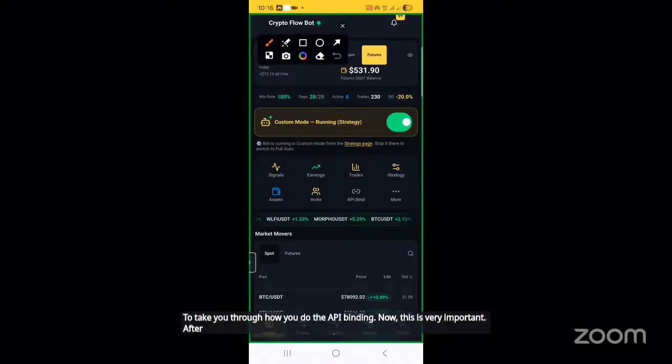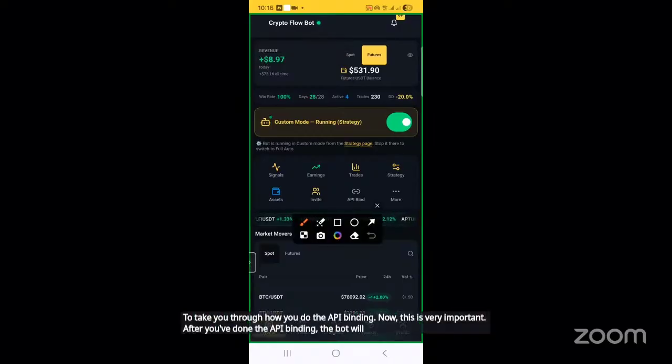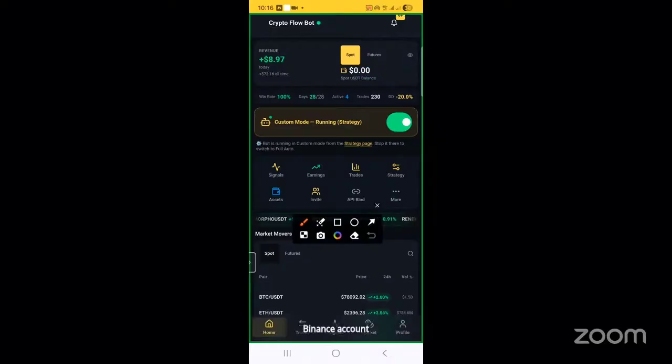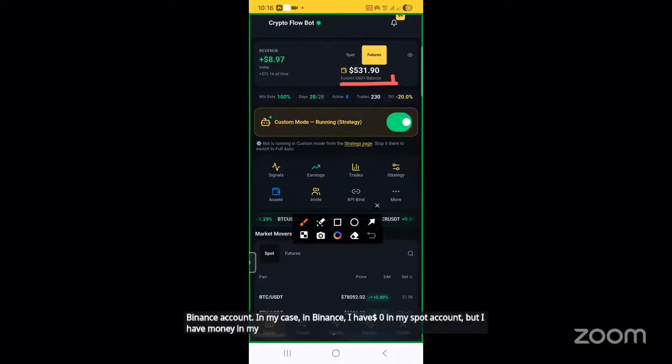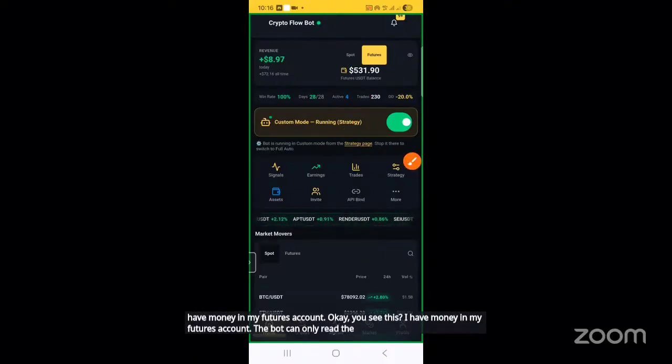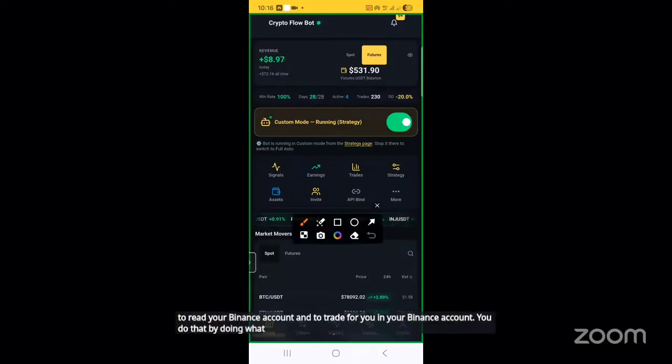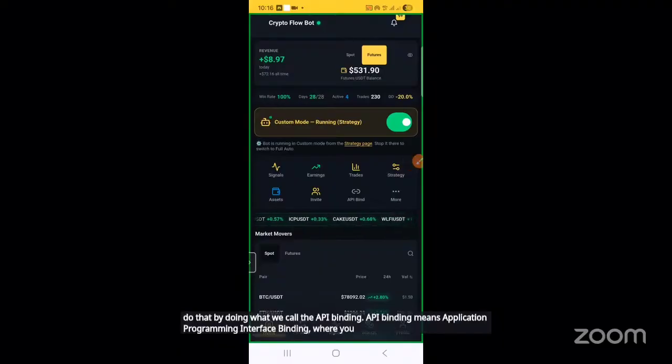After you've done the API binding, the bot will be able to read your Binance balance in your futures account. And if we turn on spot, it will be able to read your spot balance in your Binance account. In my case, in Binance, I have $0 in my spot account, but I have money in my futures account. The bot can only read the balances in your Binance account if you have given it access to read your Binance account and to trade for you in your Binance account. You do that by doing what we call the API binding. API binding means application programming interface binding, where you let two apps communicate with one another. That's specifically what it does.